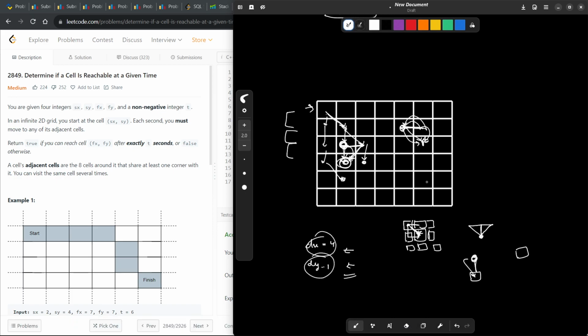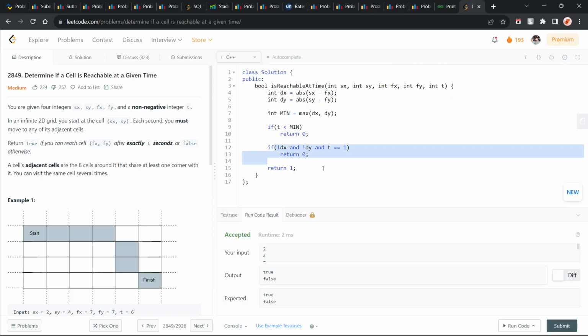The only edge case is if the final cell and the starting cell are the same and the number of steps or the time value is exactly equal to 1, because in 1 second you can move out of this cell but you cannot enter back to this cell, right? So this was one edge case that you need to consider, and this was all about this problem.